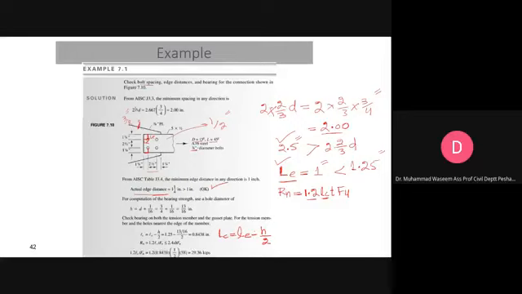Now the hole is actually larger than the diameter of the bolt. There is an allowance: for example, the bolt diameter is 3 by 4 inches, so the hole is always made 1 by 8 inches more. In this case we are just taking half of 1 by 8. The hole diameter is the diameter of the bolt plus 1 by 16 inch allowance, and that comes out to be 13 by 16. So you have to subtract this to get the LC value.